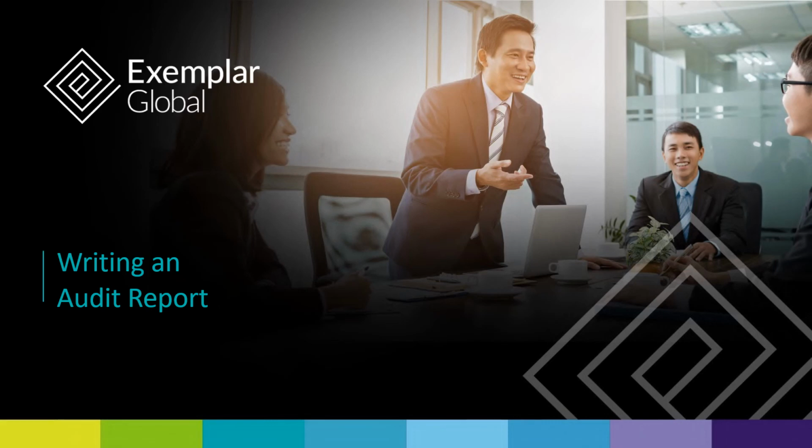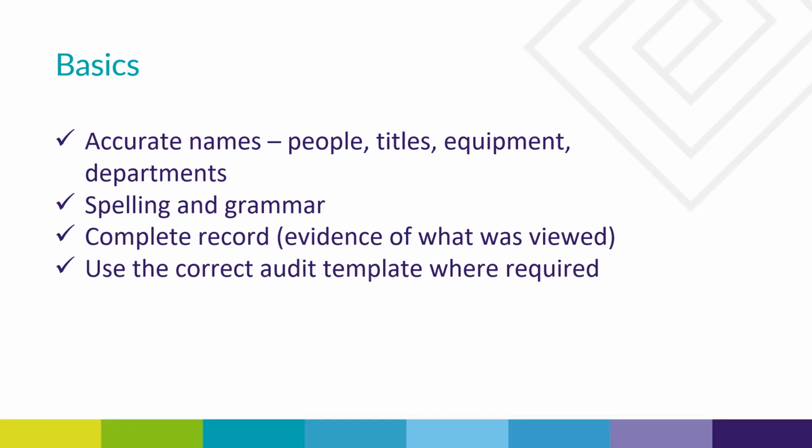For today's discussion, we're going to talk about writing an audit report. Basics. The basics include those things like getting people's names correct, correctly spelt, using their correct title, naming equipment accurately, and ensuring any department that's referred to is called by the name that the organisation uses. Those basic things like spelling and grammar, ensuring the records are complete, and making sure that the correct audit template is used. These are all the basic things in writing any audit report.